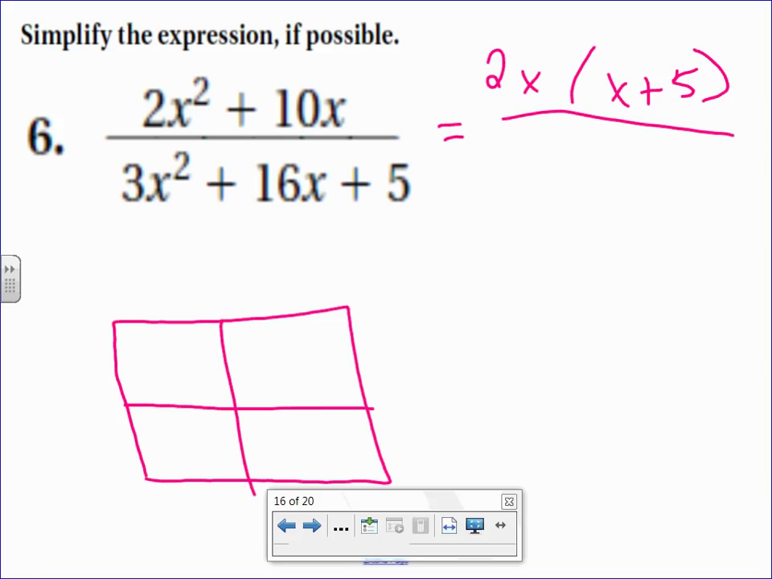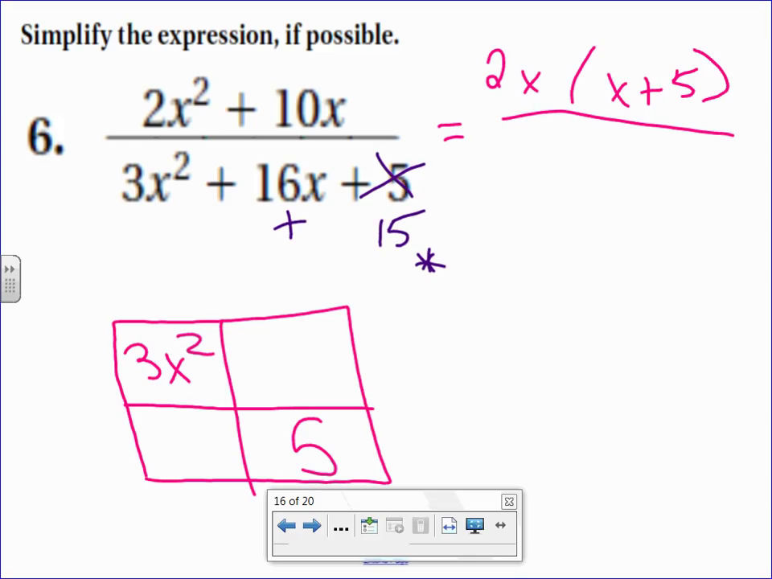You take your first term, the 3x squared, and you put it in your upper left box. You take the last term, the 5, and you put it in the lower right box. You go ahead and you multiply the 3 and the 5 together and get 15, and you slash out the 5 and replace it with 15. So now we're brainstorming, how can I multiply to get a 15, but yet add to get a 16?